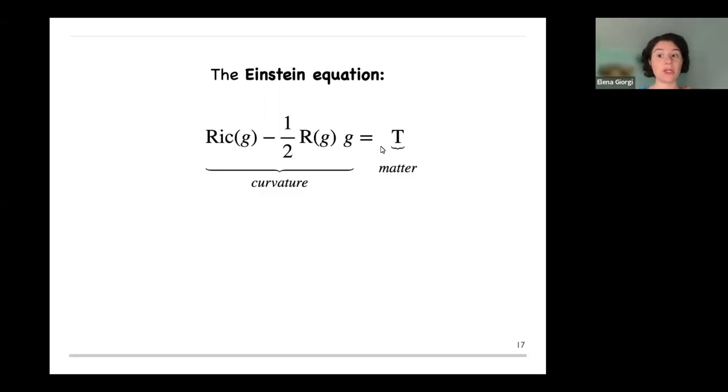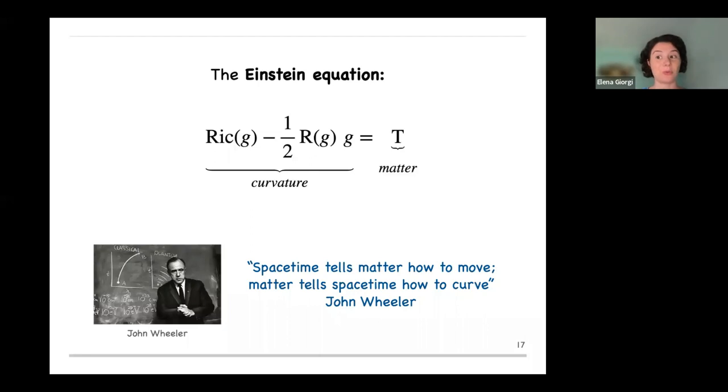So really, the Einstein equation describes the finely tuned interaction between curvature and matter, which can be summarized using the words of the American physicist John Wheeler, which says space-time tells matter how to move and matter tells space-time how to curve. And by the way, John Wheeler is also the person who actually gave the name of black holes to these objects. But you see, even though the Einstein equation looks quite simple to write, as it's written here in this one line, its difficulties are actually hidden in the definitions of those curvatures and the quantity T.